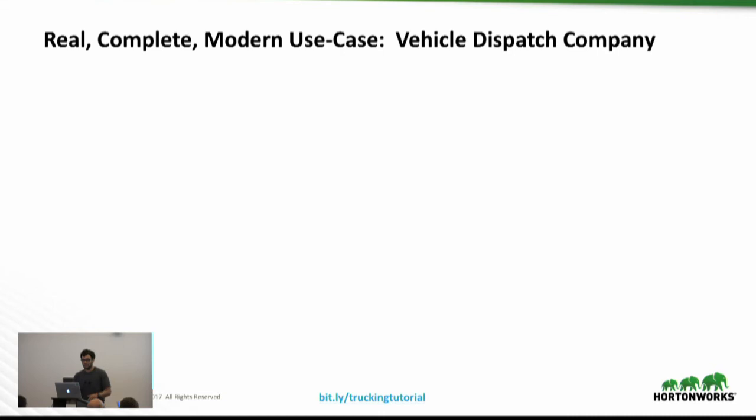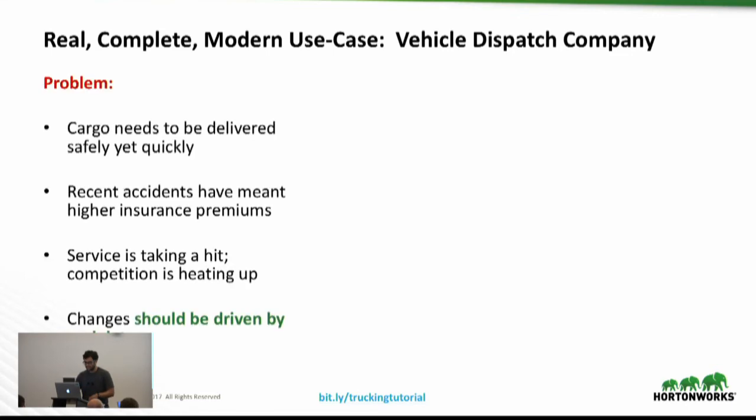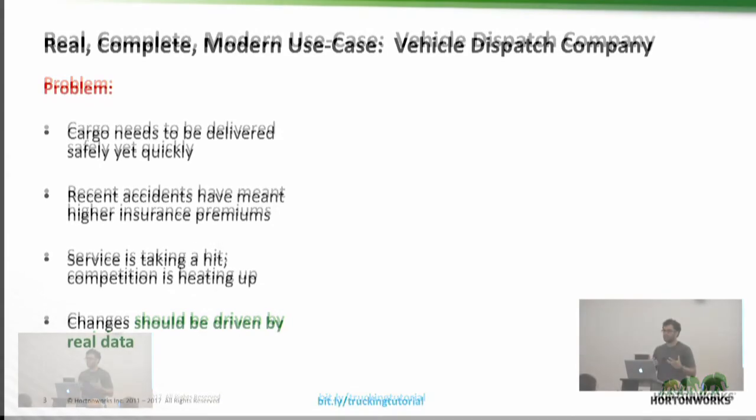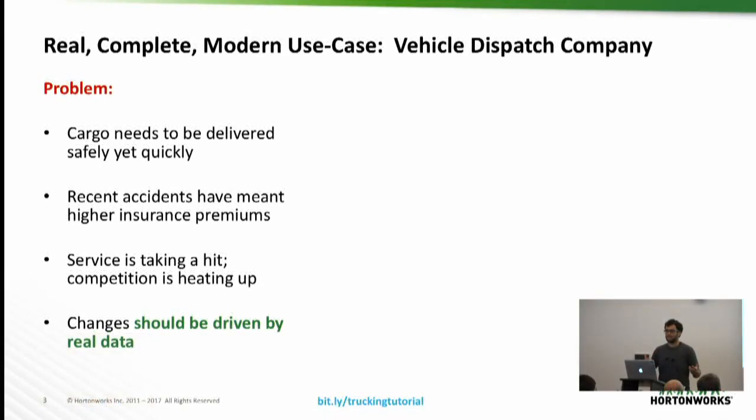So just to touch on the modern use case that the Schema Registry and SAM demos followed today, to give a bit more depth to it. There's this vehicle dispatch company, and they ship cargo across the United States, and the cargo needs to be delivered to a location safely, and the cargo and the drivers need to be safe. But a string of recent accidents has meant that insurance premiums have gone up. There have been more service costs related to keeping their vehicles repaired. And so they need to find a way to drive insurance premiums down while increasing their service.